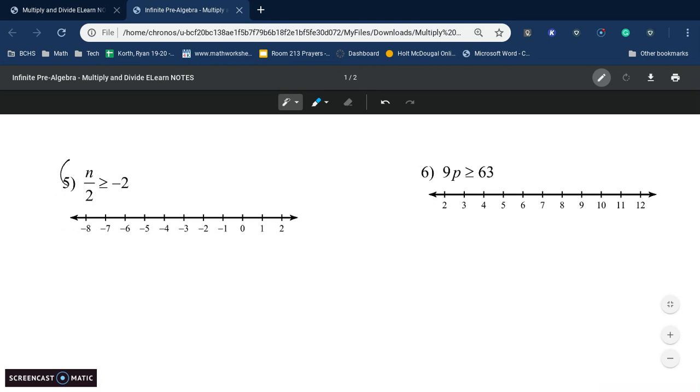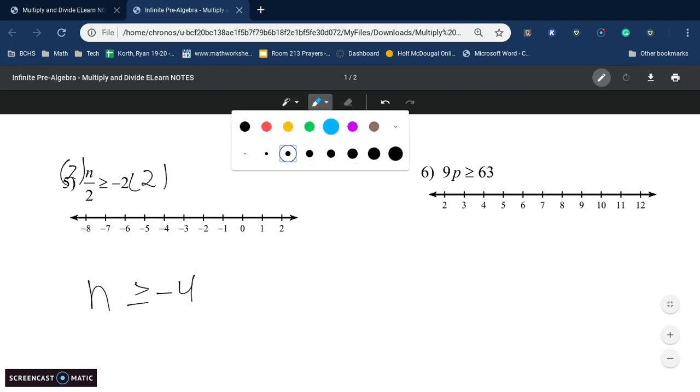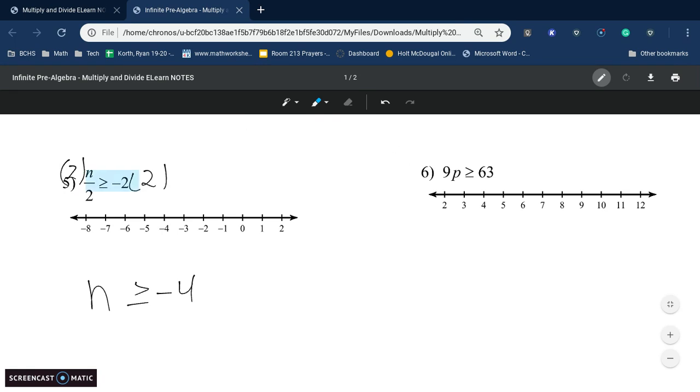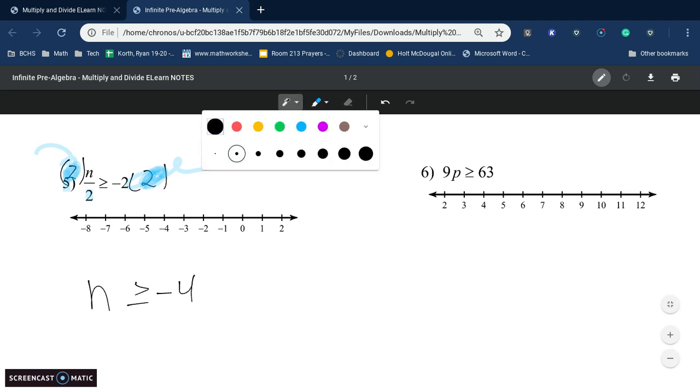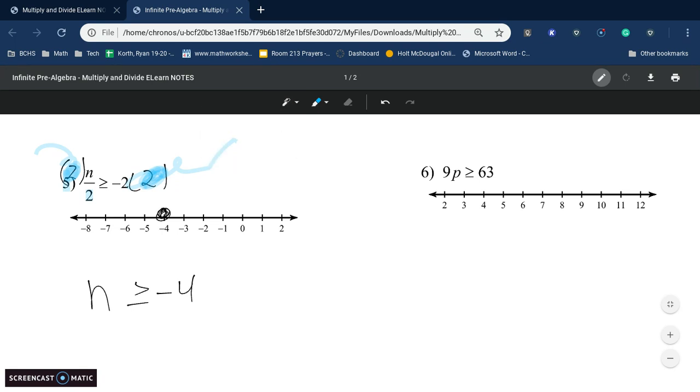Undo division with multiplication. N greater than or equal to negative 4. The number that we divided or multiplied by, we multiplied by positive 2. No need to flip the inequality. So we are going to fill in at negative 4 and mosey on to the right.